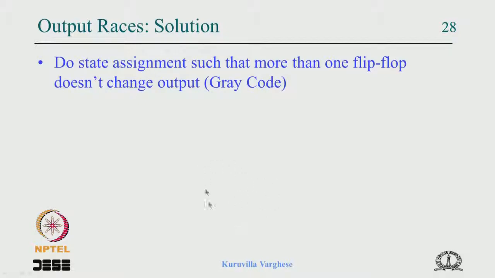Maybe you will say you insert one dummy state in between which does nothing. It can be done, but in a complex state diagram, where you find a lot of adjacency problems, if you introduce dummy states it becomes complex, and a lot of area is wasted on that, and that's not a very bright solution. So if Gray code is possible, do that, okay.